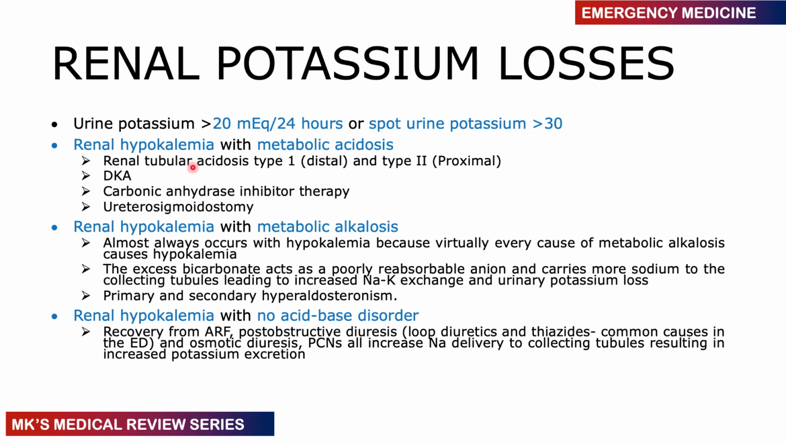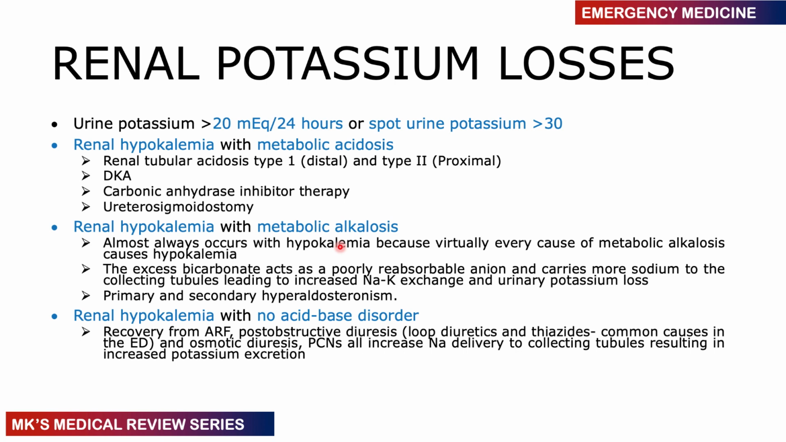Think of things like renal tubular acidosis, type 1 if it's affecting the distal part, type 2 if it's proximal, DKA, carbonic anhydrase inhibitor therapy, ureterosigmoidostomy, and then you may also have hypokalemia associated with metabolic alkalosis. Remember that almost always hypokalemia is going to be associated with metabolic alkalosis. So you have this excess bicarbonate, which is going to be acting as a poorly reabsorbable anion, and it's going to be carrying more sodium to the collecting tubules, leading to more potassium being excreted.